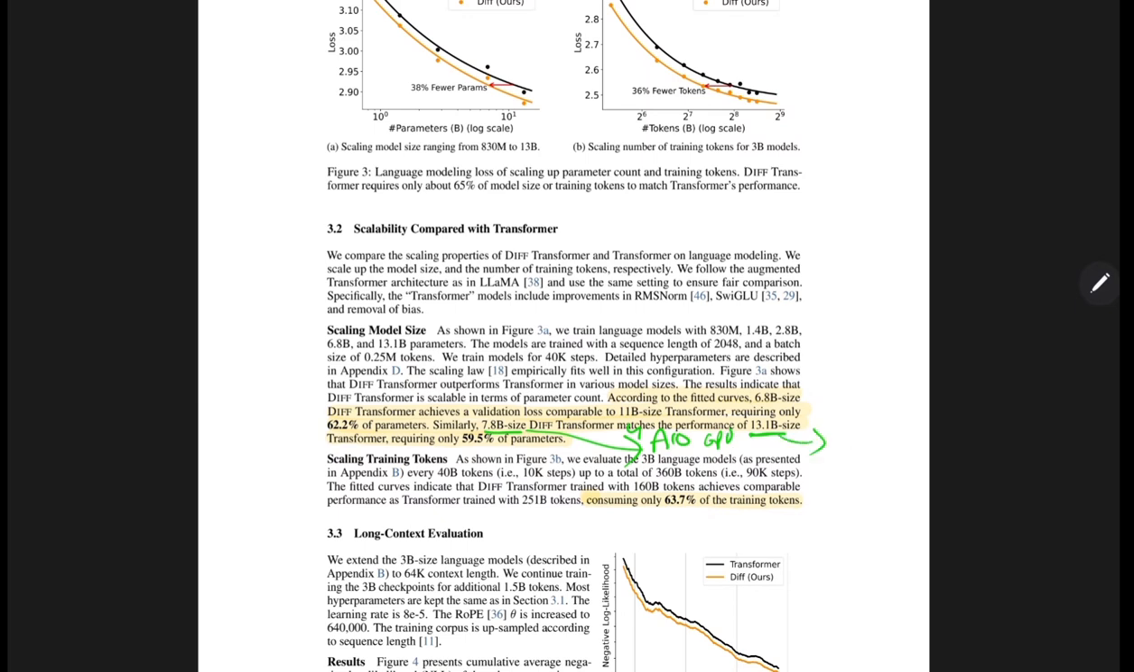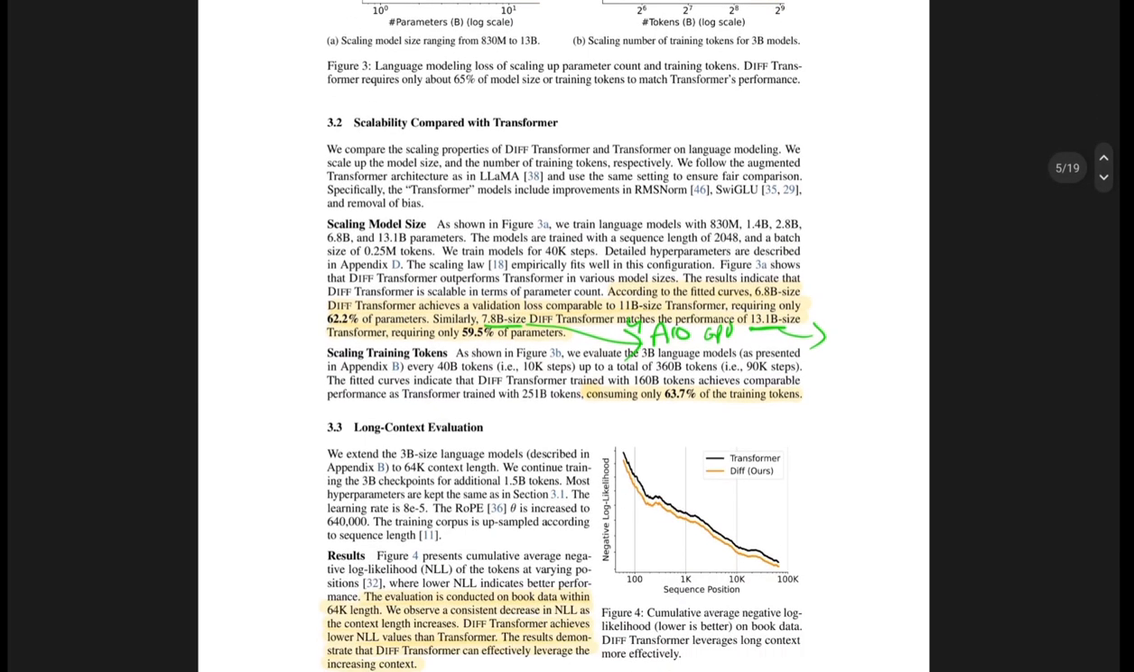So anyone who has constraints over GPU sizes and memory allocations, this can help a lot, right? I was playing with this 7 billion one, and I think I used 4 or 8 GPUs, I remember. Yeah. So coming to scaling training tokens, they say that the differential transformer achieves comparable performance as a transformer trained on 351 billion tokens with 161 billion.